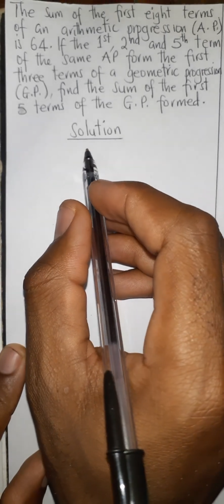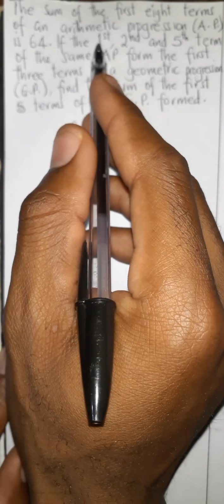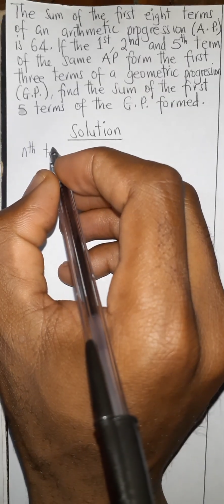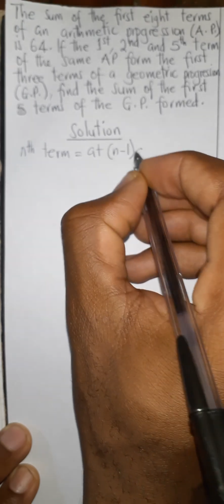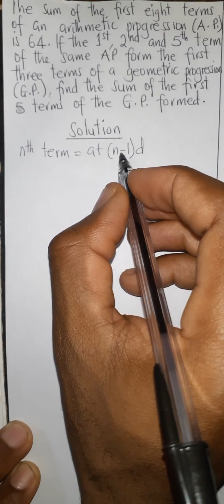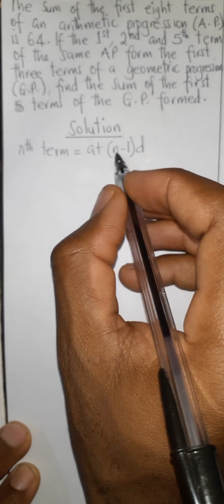So to solve this one, first we have to come up with the AP section. We are given the AP. If you look at the general term for AP, we say nth term equals A plus bracket n minus 1 D. So this is the coefficient of D, which is the common difference, and it reduces by 1.